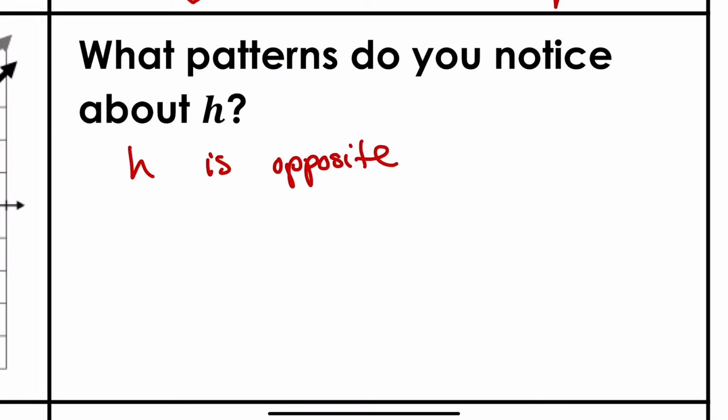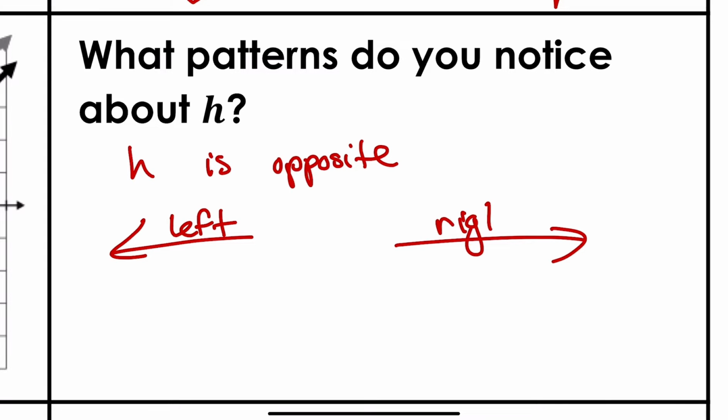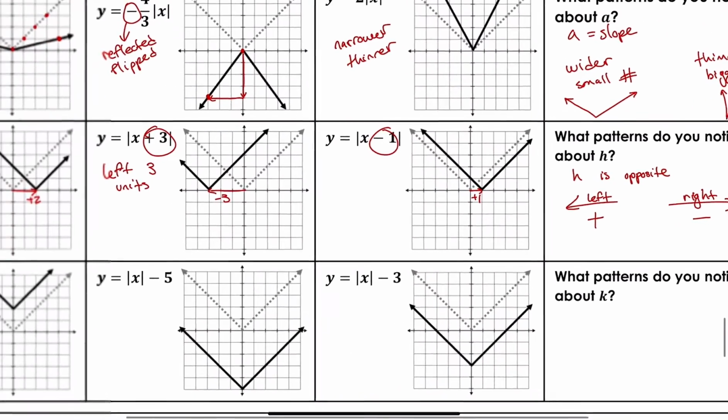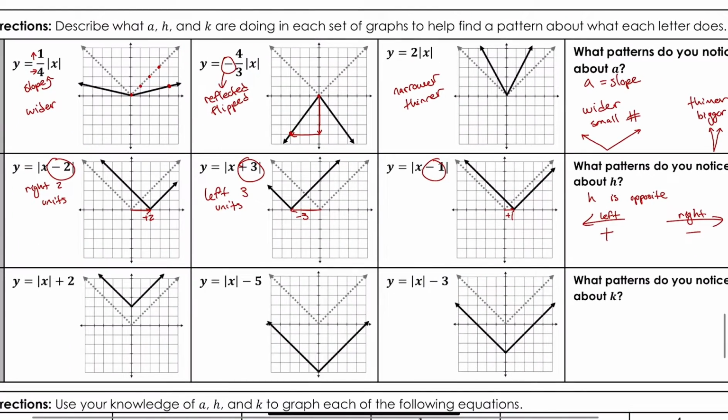It's also telling me that H is either moving to the left or to the right. And that's going to be based on if it's positive or negative. Because all the rest of these, it looks like we had positive 2, but we started out with a negative number, so that's opposite. And then all 3 of these are just doing slides from either the left or the right. So that's all that H does, is move it from side to side.